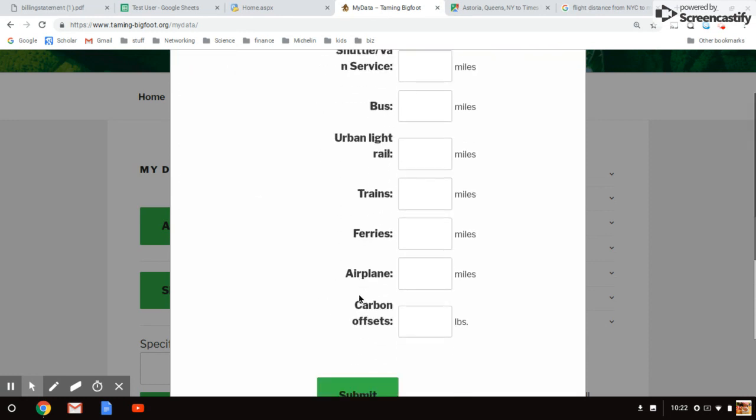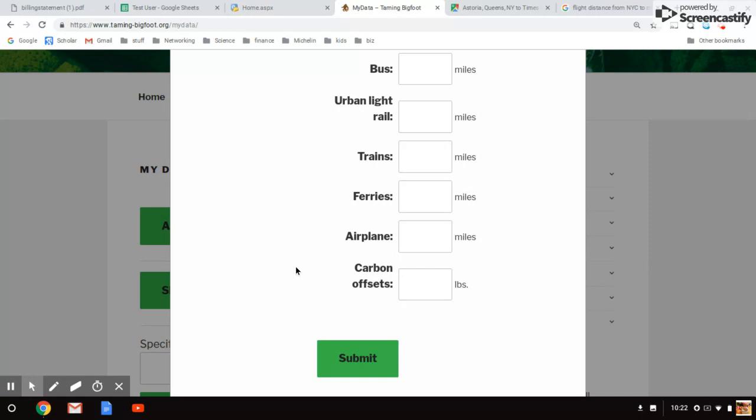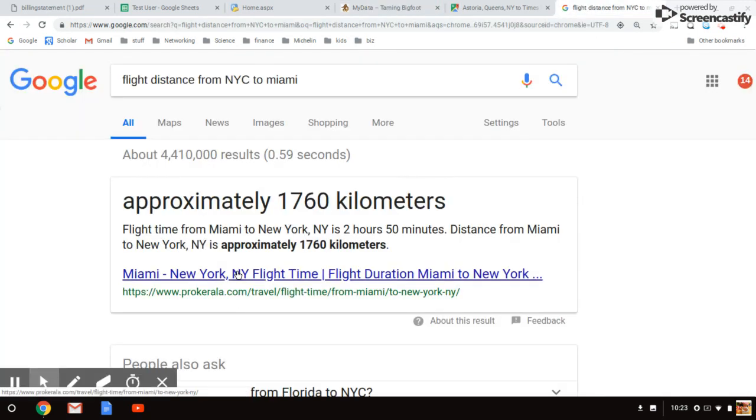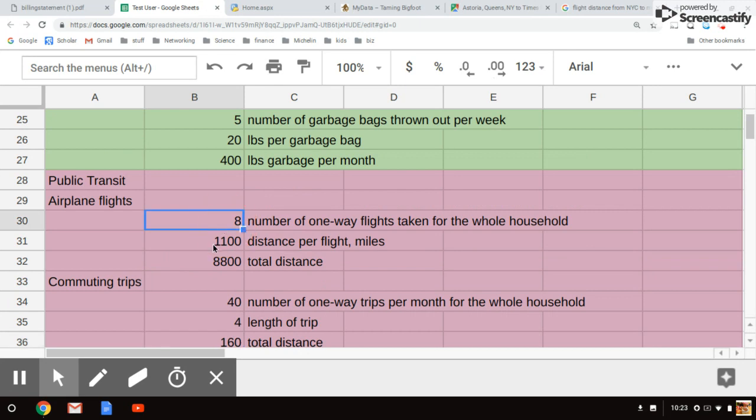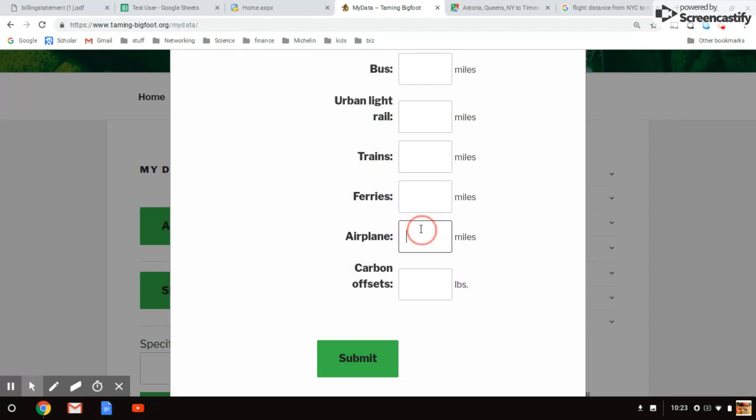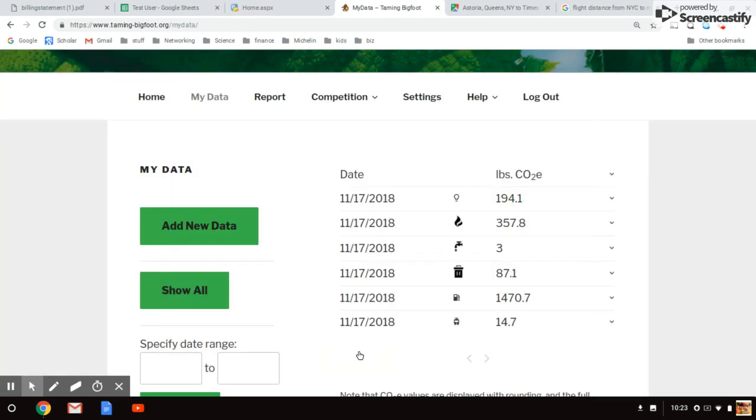All right. What's next? Transportation. Suppose it took some flights, it took a family trip to Miami. So that's 8 one-way tickets altogether. Now, how do you find out how far New York City is from Miami? You just Google it, and in this case, I get 1,700 kilometers, which is about 1,100 miles per trip. So I need to multiply by the number of one-way tickets. I get 8,800 miles. 8,800 miles. 5,000 pounds of CO2. Oh my gosh. Airplane flights are a big contributor.